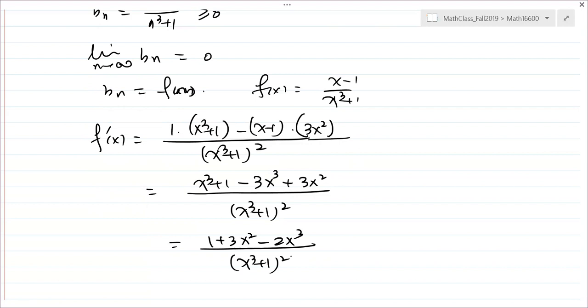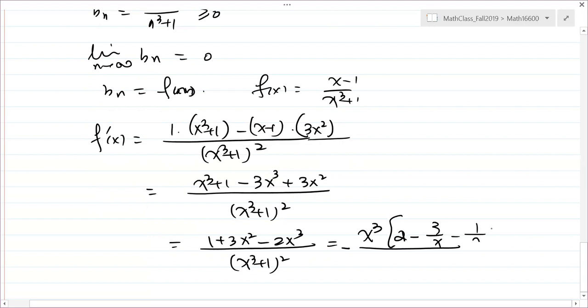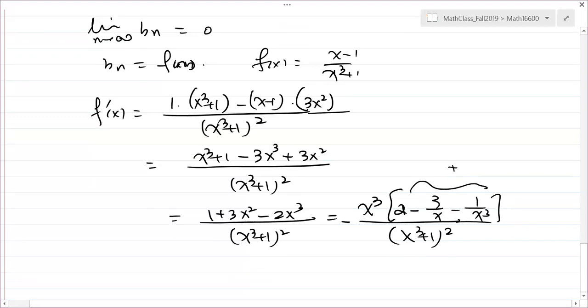So it's better to take x cubed out. Maybe even put a negative sign out. So I get 2 minus 3 over x minus 1 over x cubed, something like that. So as long as this part is positive, then I'm fine. But I think this term clearly is positive for sufficiently large x, right? So the result will be positive.